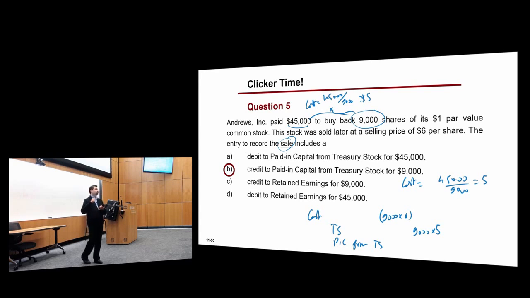The difference between the two will be paid-in capital from treasury stock. Because the cash, basically the sales price, is higher than cost, you credit paid-in capital 1,000. It's 1 multiplied by 9,000, so it is 9,000. I'm going to write it here as cash minus cost. They look the same, so it was sale minus cost. They look very similar, cash and cost.